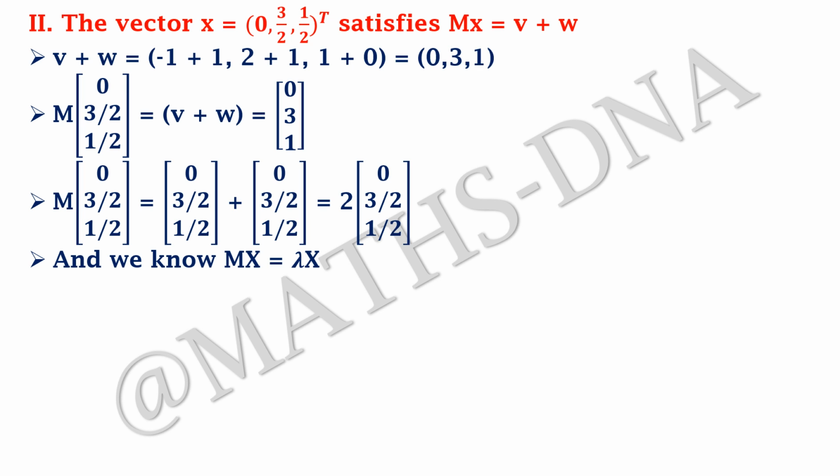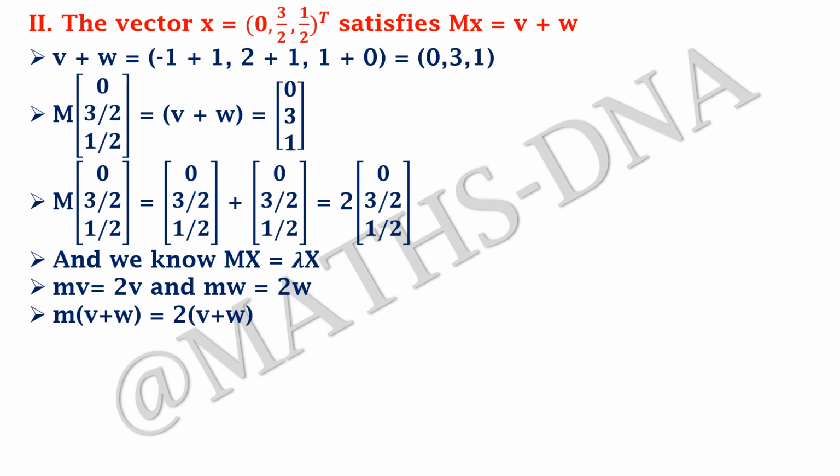Now we know that Mx should be equal to lambda x, so we write it as M into v equals 2v and M into w equals 2w, where v and w are just two given vectors. Now adding the left sides of Mv and Mw to the right sides 2v and 2w, we get M of (v plus w) equals 2 times (v plus w).